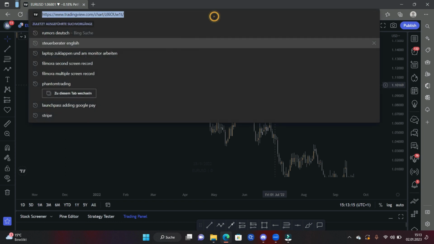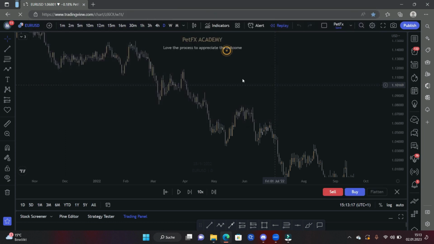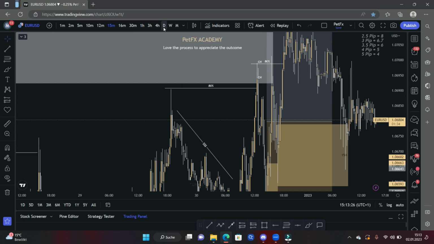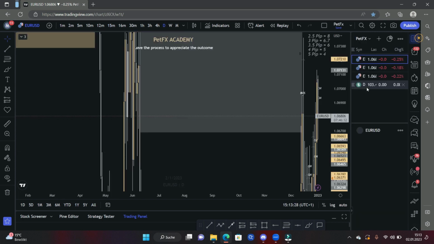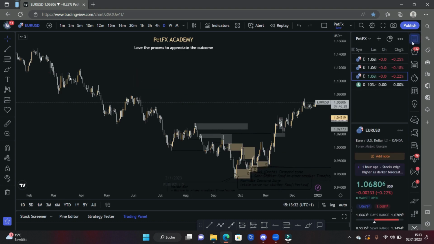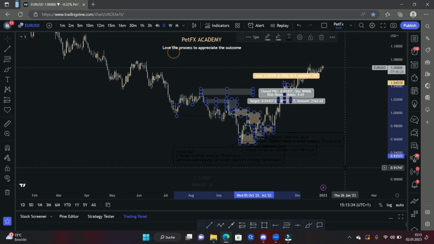Okay, TradingView is lagging again. Let me just reload the website. Okay, perfect. So same thing counts for the 1 minute as well. Same thing counts for the daily. It doesn't really matter. Let me just go to a clean chart. Just delete this here.